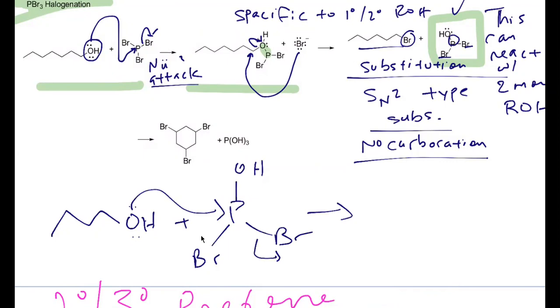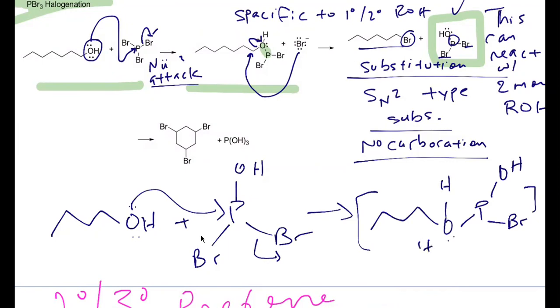Right, you attack phosphorus, you lose bromine, and then you end up with this intermediate. Put it in a bracket. Right, and then that's what the bromine is going to attack. Hold up. So that's going to attack here at this carbon.